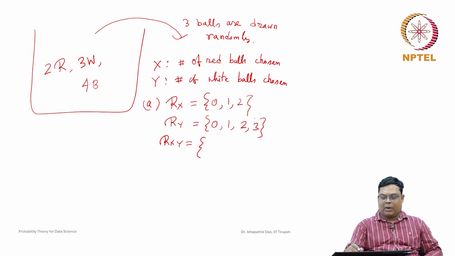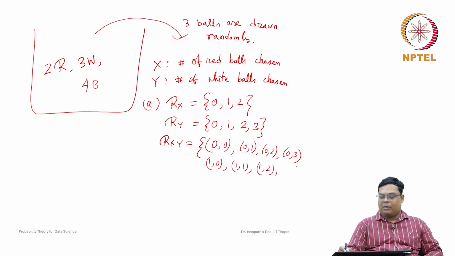So, what are the possibilities? Red ball may be 0, white ball may be 0. Red ball 0, white ball 1 is another possibility, red ball 0, white ball 2, and red ball 0, white ball 3. These are possibilities. Now, red ball 1, white ball 0 is possible, red ball 1, white ball 1 is also possible, red ball 1, white ball 2 can be possible, but red ball 1, white ball 3 cannot be possible because a maximum of 3 balls have been drawn. So, that is not possible.